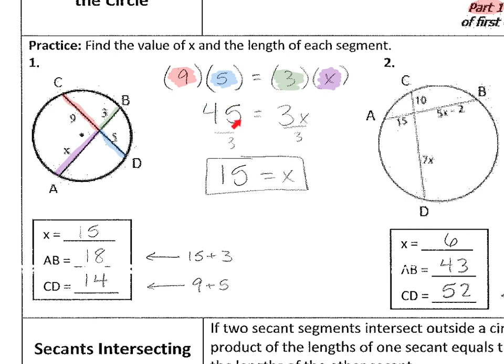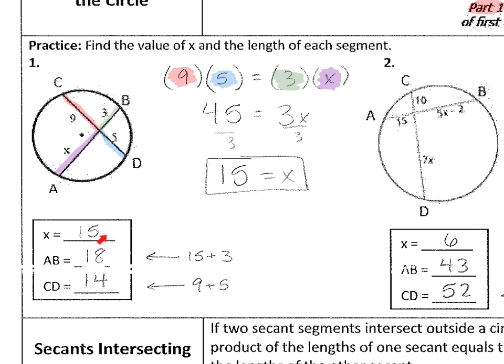Any ideas? Where did 45 come from? 9 times 5 is 45. Check. Where did the 3x come from? 3 times x. Okay, cool. So I literally just multiply the stuff together. And then I solve for x by here. I divide by 3 on both sides. I get that x is 15. So that's my first blank.